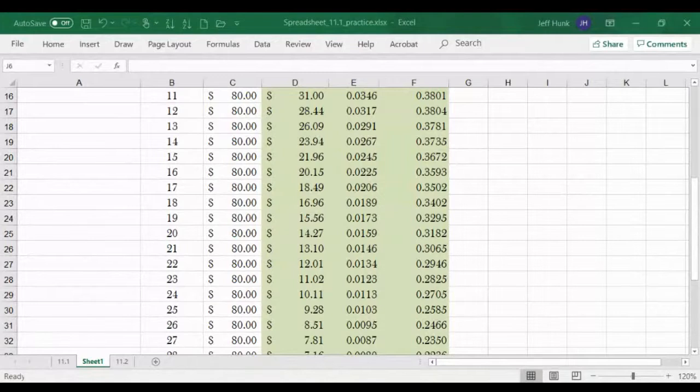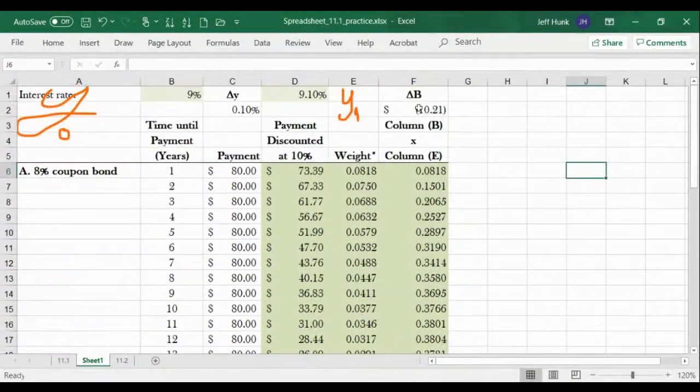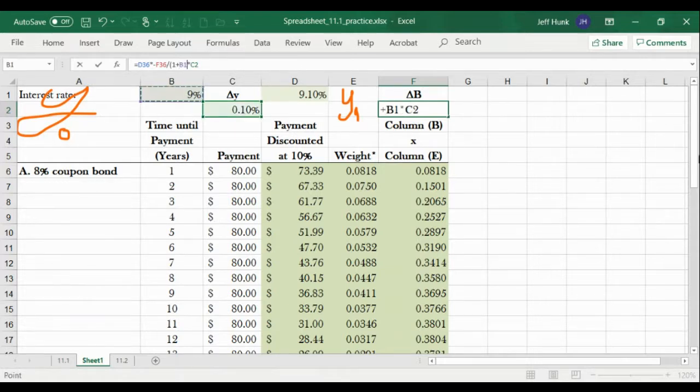I had to use modified duration, so I had to basically divide it by 1 plus y. So what I missed was dividing that by 1 plus y. There you go. It will go down by $9.36.